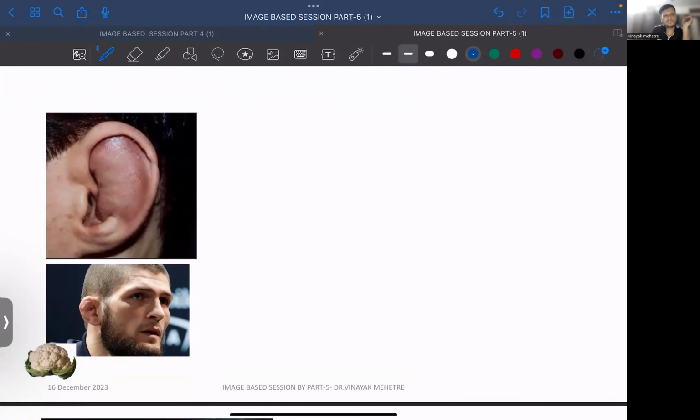Now tell me about the first image. That is the mistake. The first one is not boxer's ear. It is pinna hematoma. Of course, they will give you a history of boxing or some kind of fight, but that doesn't mean it is a boxer's ear. The first patient will have hematoma in the pinna.